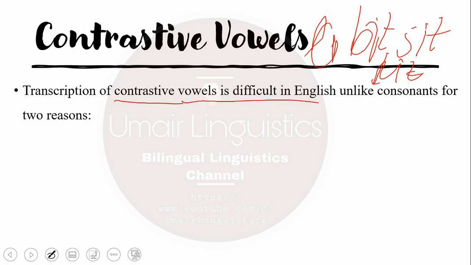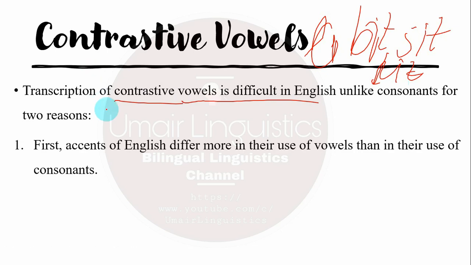contrastive vowels are difficult to transcribe in English, unlike consonants, for two reasons. The first reason is that if we listen to different accents of English, we shall notice a lot of variation in the use of vowels. For example, some vowels are pronounced differently in American English as compared to British English, but the words and meanings are the same, while the pronunciation of the vowel is different. We shall look at some examples after a while.